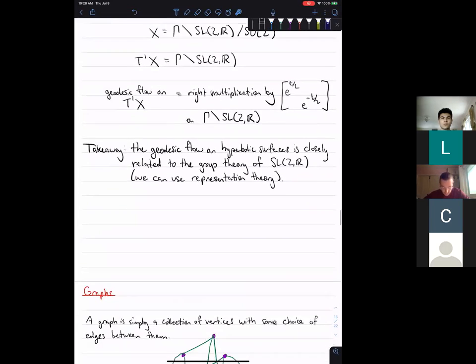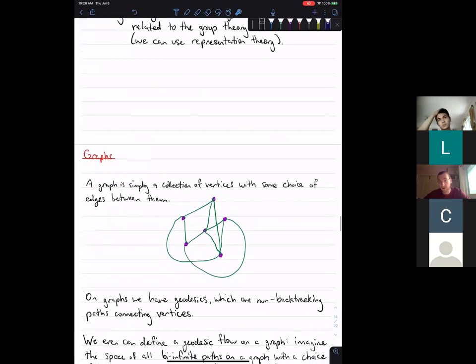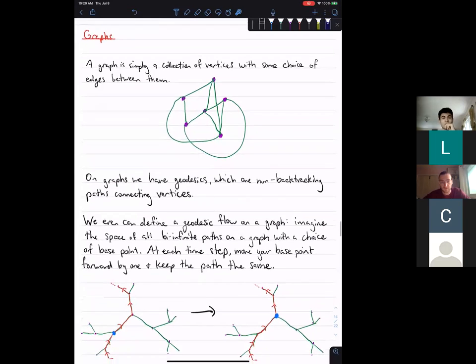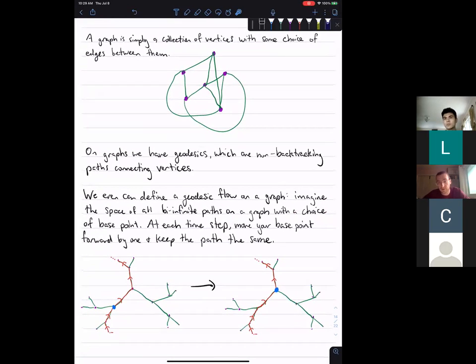Okay, so now I want to talk about graphs. And really, at the end of the day, what I want to convince you of is that graphs are a lot like hyperbolic surfaces. You've probably seen graphs before. It's a collection of vertices and some collection of edges between them. But I want to think of these as geometric spaces. So I want to think that all edges have the same length. Like this has length 1 and this has length 1, even though the way I've drawn them, they don't have that length. Just abstractly, all edges have length 1.